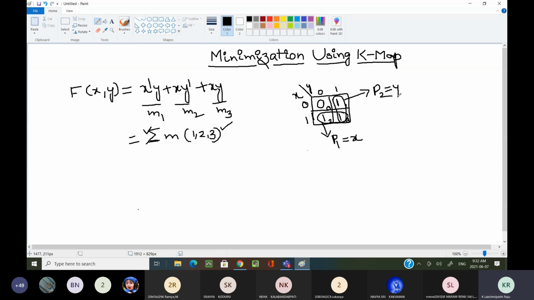Now, after simplification, what you have to do? You have to combine all those simplified terms in SOP. X plus Y. This is my final solution.